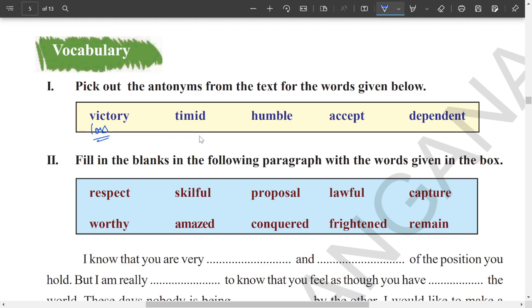Let me write here below. Brave. Okay, next one. Humble. What is the antonym for humble? Humble, when you are so respectable. Opposite you can use proud. Okay, next one, accept, reject. Okay, next one, dependent, independent.